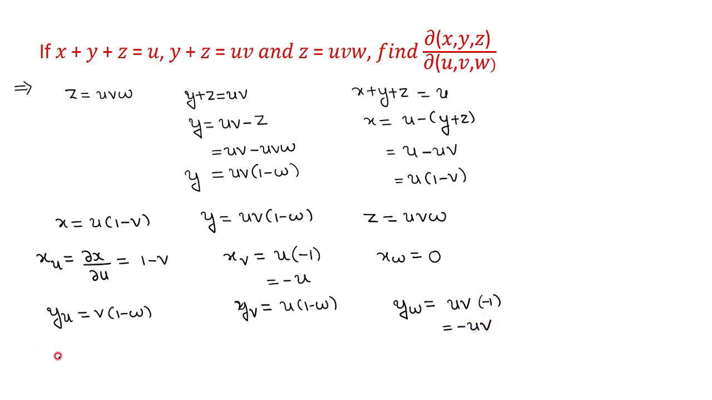Similarly, find the derivatives of z. For z with respect to u, vw are the constants, and the derivative of u is 1. For z with respect to v, u and w are the constants. So zu is vw, zv is uw, and zw is uv. So these are the partial derivatives with respect to uvw.